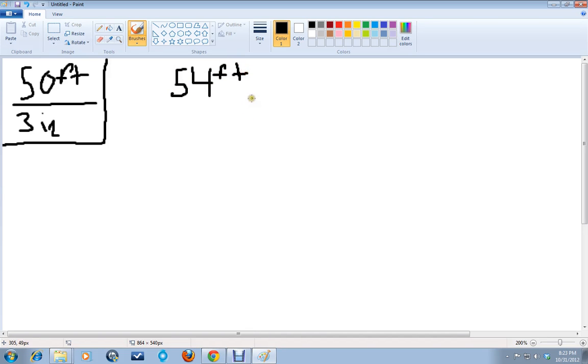Basically, you'd apply it the same way you did the others. You do 54 feet times 1 inch over 16.7 feet, and then you'd calculate that. So what you would get would be 3.2.